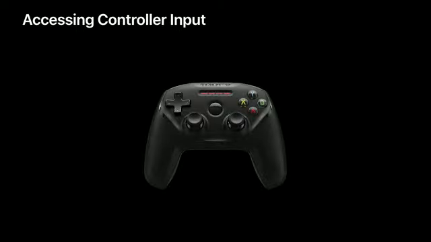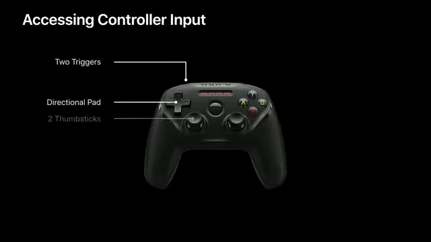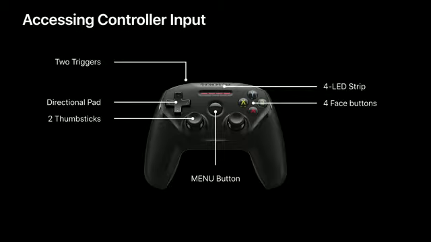So, now that you've grabbed onto an instance of a connected controller, let's talk about the buttons and other inputs it may have, and how to access them. First, let's recap what inputs are available on a controller. There are 2 triggers, a directional pad, 2 thumbsticks, a menu button, 4 face buttons, a programmable 4 LED strip, and 2 shoulder buttons.